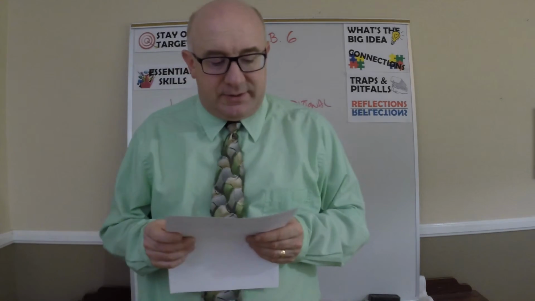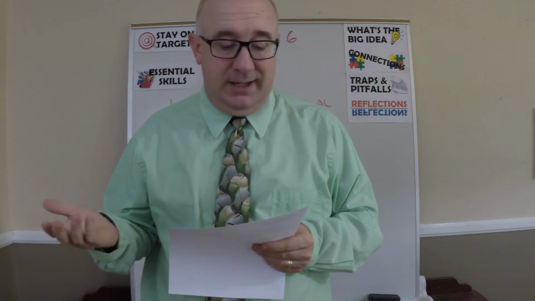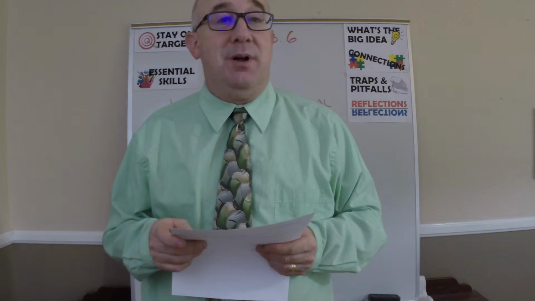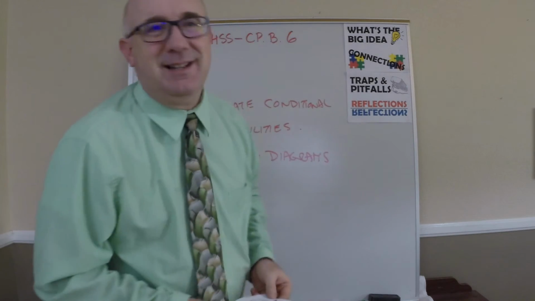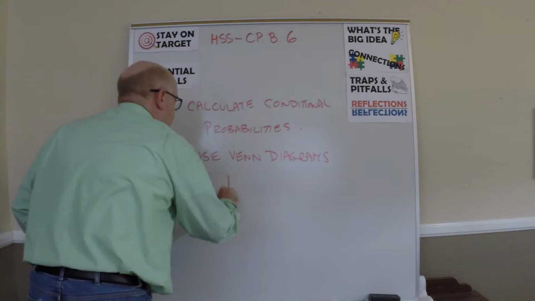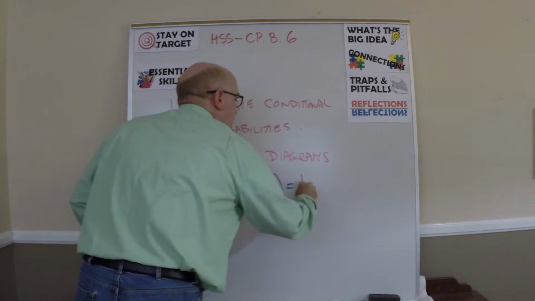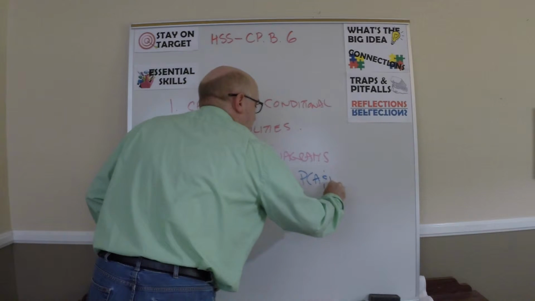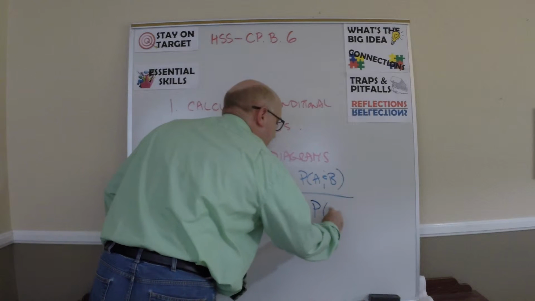The actual objective says find the conditional probability of A given B as a fraction of B's outcomes that also belong to A, and interpret that as a model. That's a lot of words for what I think you should already know, that the probability of A given B is the probability of A and B over the probability of B.